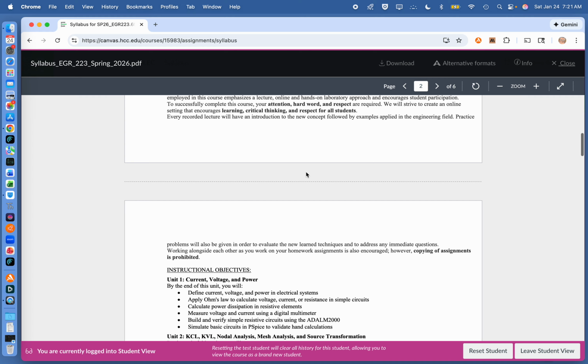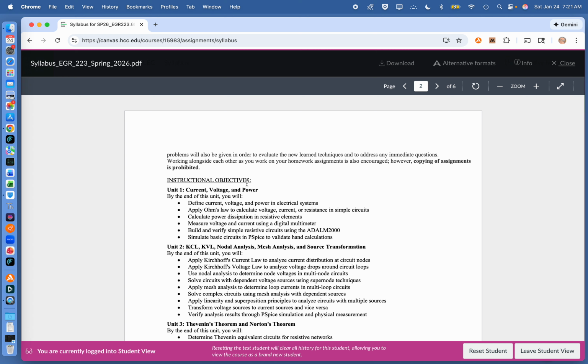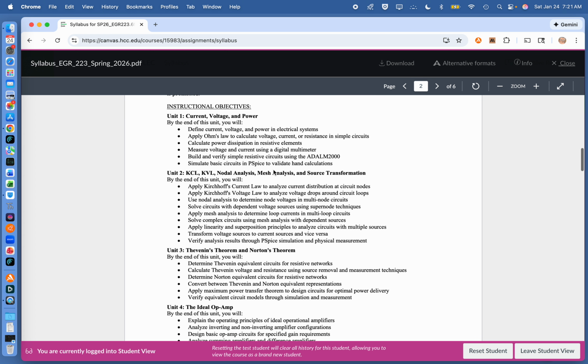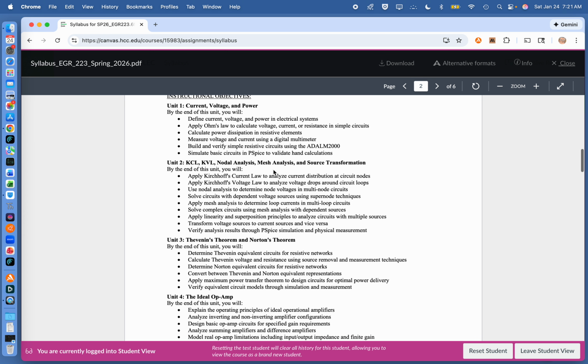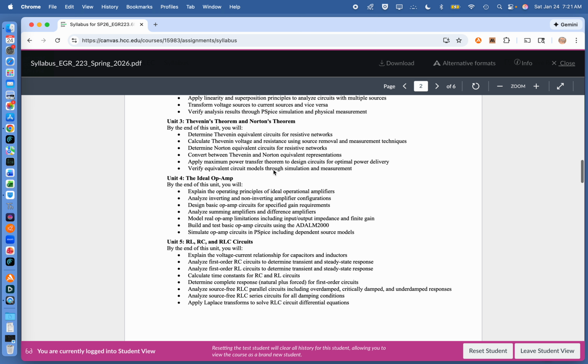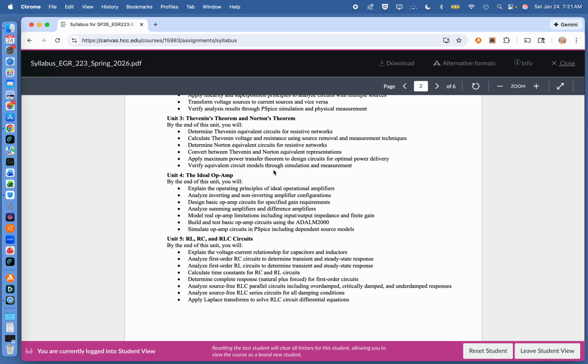There are different instructional objectives here. The course is chopped up into 5 sort of units or segments. You can take a look at these. The first one is current, voltage, and power. That's what we're working on now, and it just continues. Unit 2 is Kirchhoff's current law, Kirchhoff's voltage law, etc. You probably don't know what these are now, but you will in a few weeks. Unit 3, Thevenin and Norton. Unit 4 is op-amps, operational amplifiers.